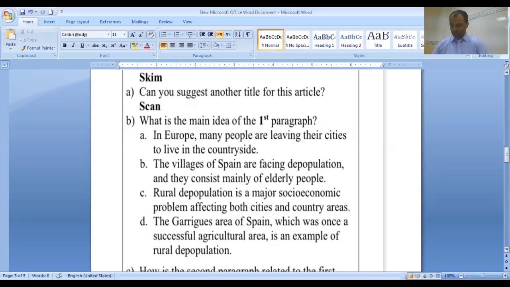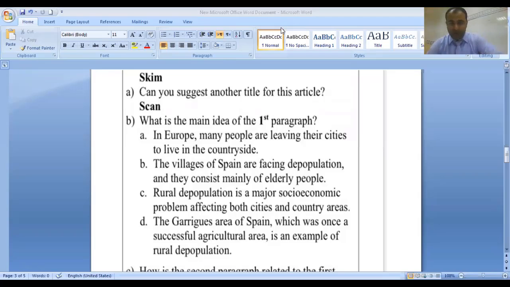Now, if you know the answer, just raise your hand. What is the first paragraph talking about? Anyone of you knows the answer? Please raise your hand and I will let you speak. Anyone? Please try to be more active with me. No one? Okay. I think the correct answer is number C.